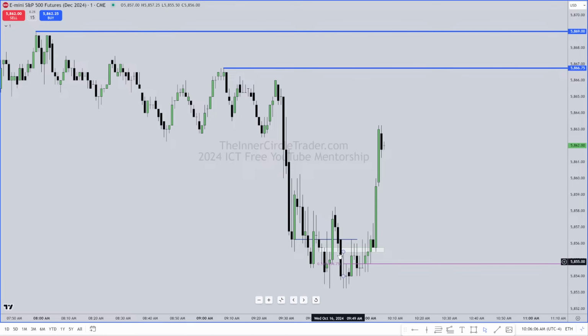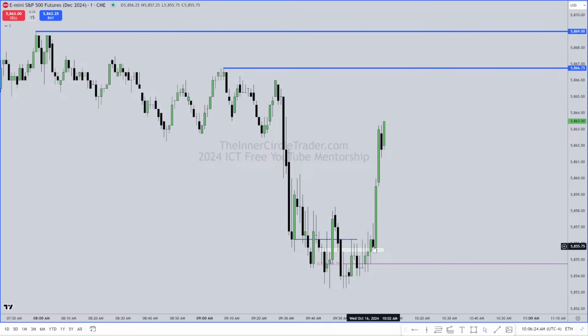Notice this wick that I was drawing on, this consequent encroachment. It stopped it here, traded back above it, and then the bodies, consequent encroachment of this wick, and then the low of that candlestick right there. You see that? And then this volume imbalance, we traded through it, and look what happened right here.